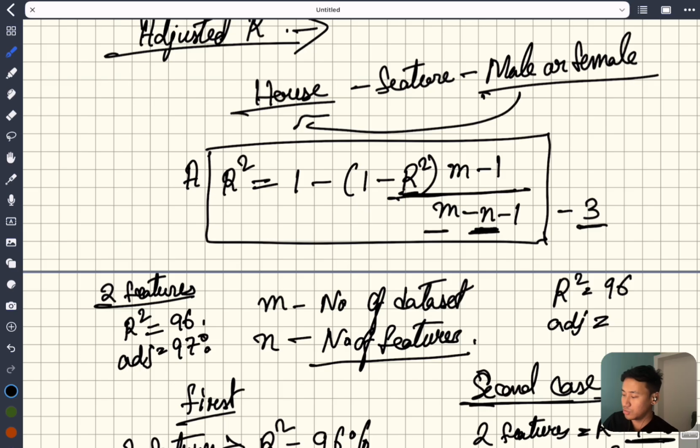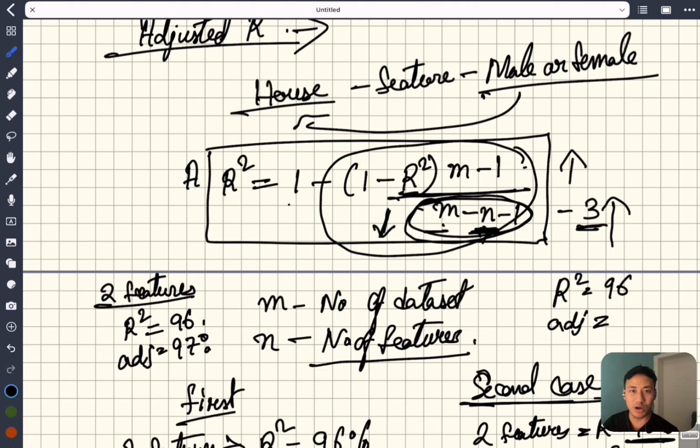So the more n increases, the more the whole denominator will be decreasing. All right, so n is increasing means this will decrease. The whole thing will decrease means this whole will increase. If it is increasing, then 1 minus some increased value will be smaller. So in that case, the adjusted r square will be 86, let's say. So that is how you can find out that the feature you have added is not at all useful. So you can try to avoid that feature and add some other features that are useful. All right, this is a way by which r square and adjusted r square are used.